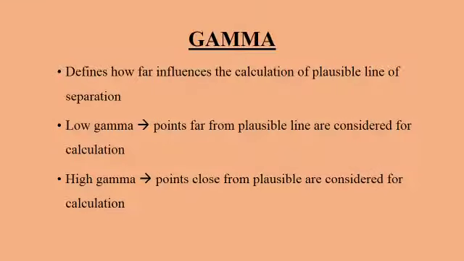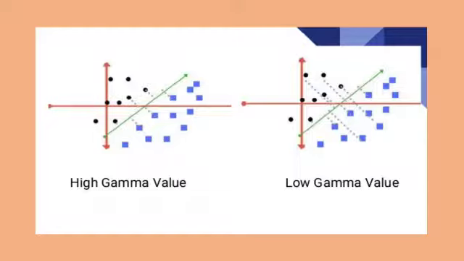The next one is gamma. It defines how far the influence reaches in the calculation of the plausible line of separation. There are two types of gamma, low gamma and high gamma. Low gamma means points far from the plausible line are considered for calculation. High gamma means points close to the plausible line are considered for calculation. This diagram shows the high gamma value and low gamma value.